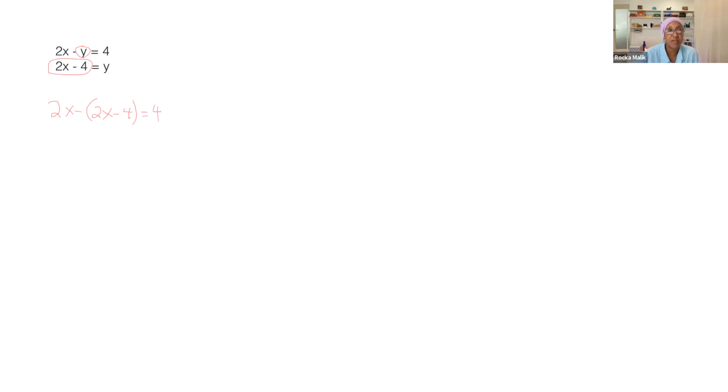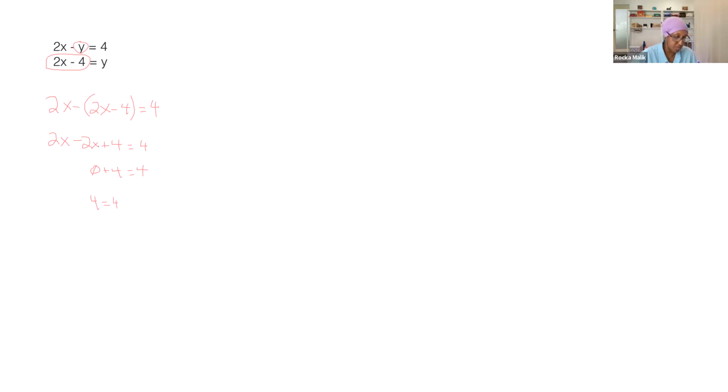Okay, so now I'm just going to rewrite it without the brackets, but remembering to distribute the minus sign. So 2x minus 2x, minus a negative 4 is a plus 4, equals 4. So now I have 2x minus 2x, which is nothing, plus 4 equals 4. And I end up with 4 equals 4, which is great. But I don't have my x, it's gone.